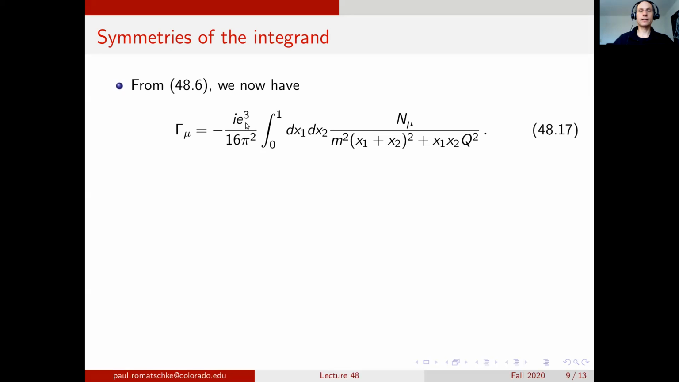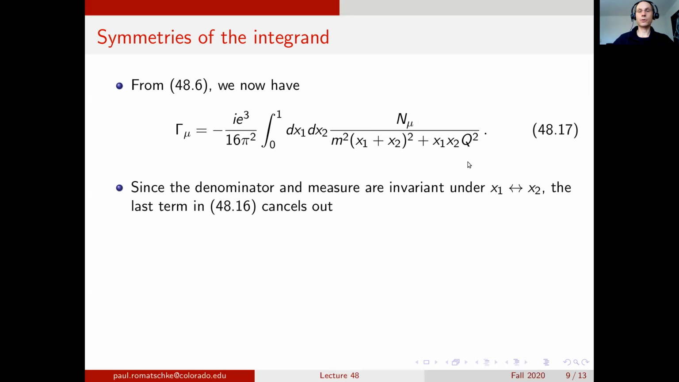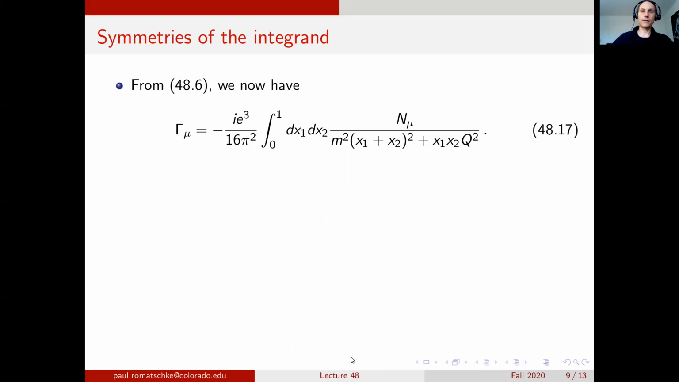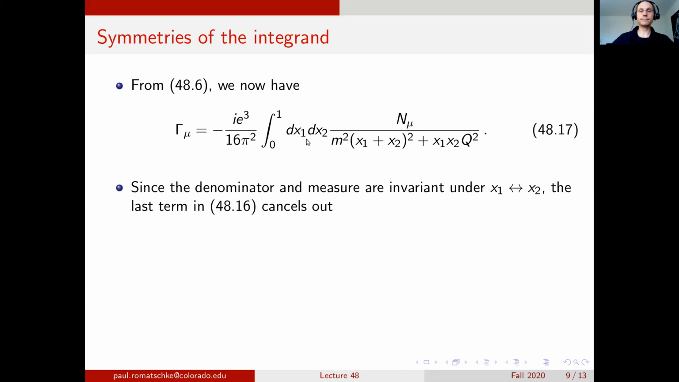So again, collecting all the terms, we have that the vertex is given by the following expression. It's minus i e cubed over 16 pi squared, integration over the two Feynman parameters times the numerator and the denominator. And the thing that I want to point out next is that the denominator here is invariant under the change x1 to x2. So we can exchange x1 and x2 here. This denominator stays the same. But if we look back at our expression for the numerator, there is this term P prime minus P. If we exchange x1 and x2 here, we get a minus sign. So that means that this contribution is odd under the change x1 to x2, but everything else in the integrand is even. So that means that term cannot contribute. So that term cancels out.